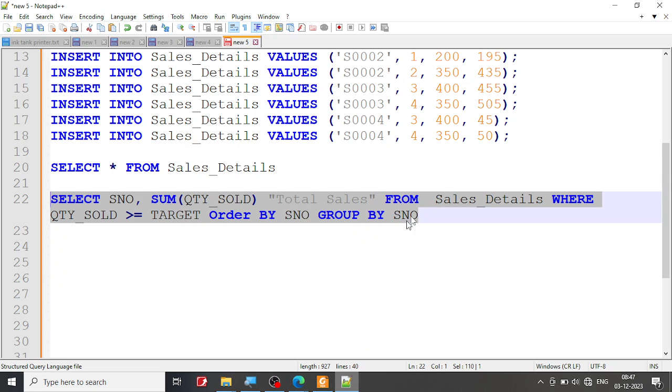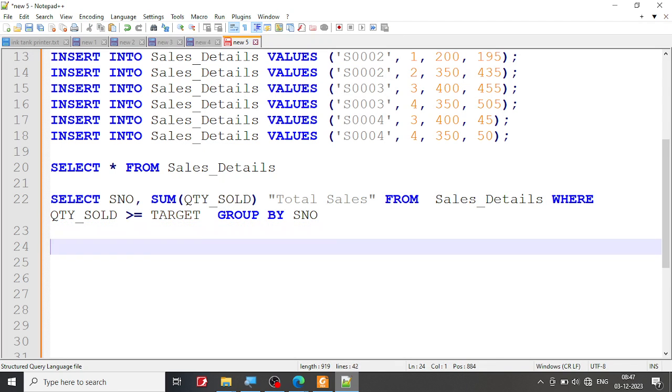Anyhow, I got messed up with that. So this order by is not required. I will remove this part. Order by is not really required. Let's go ahead with the second one.